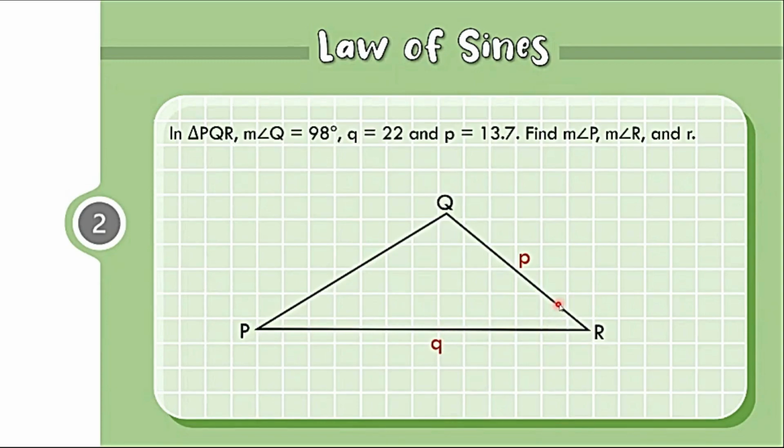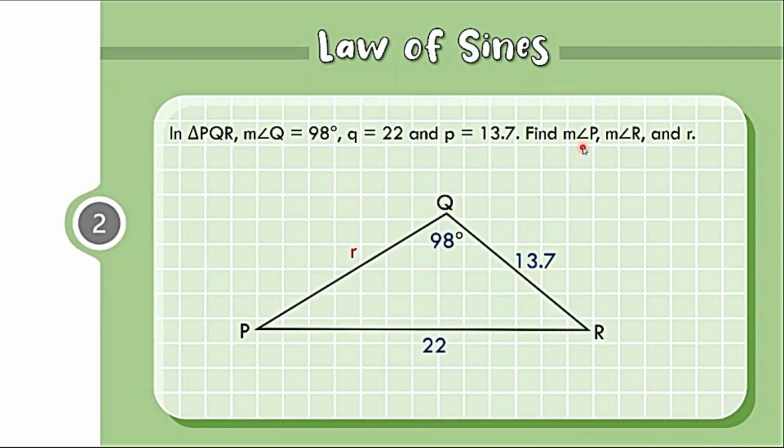And for angle R here, let us name the side opposite to it side R. From here, let us input the given in this problem. It says here that the measure of angle Q is equal to 98 degrees. Therefore, this angle is equal to 98 degrees. It also says here that the length of side Q is equal to 22. Therefore, this side is equal to 22. And the length of side P here is equal to 13.7.